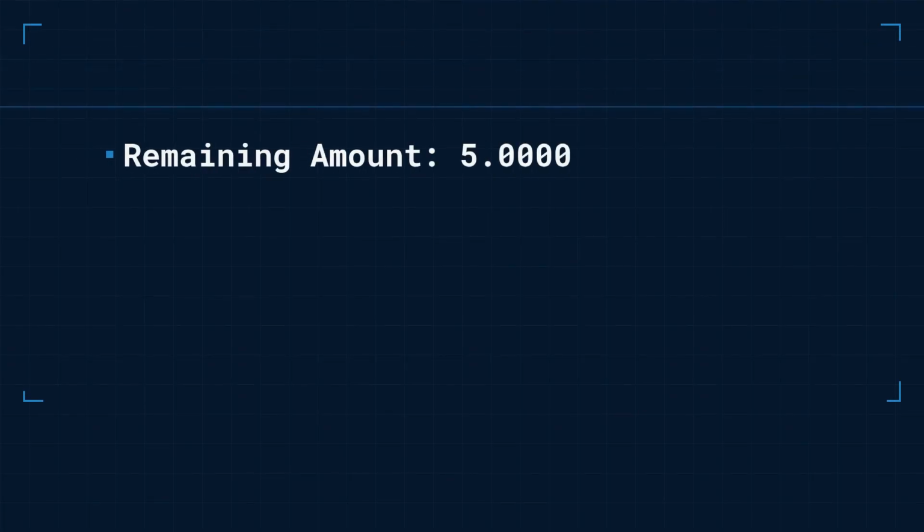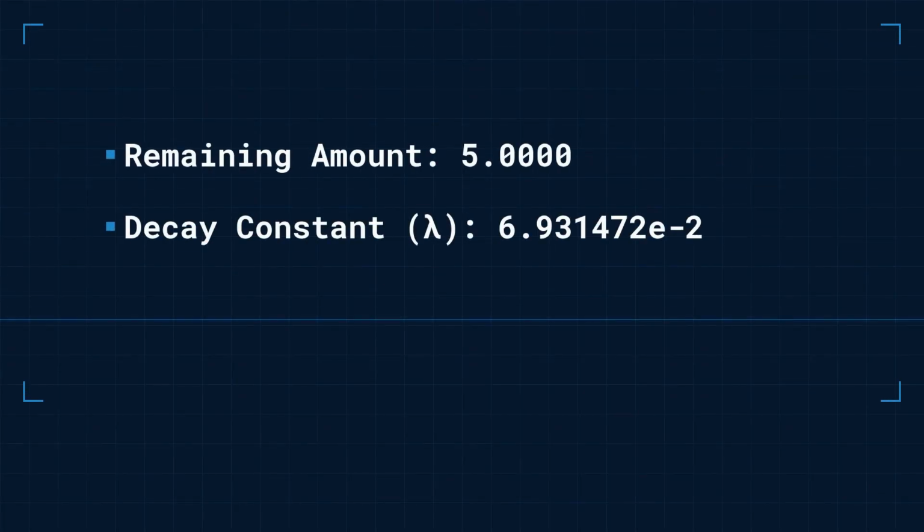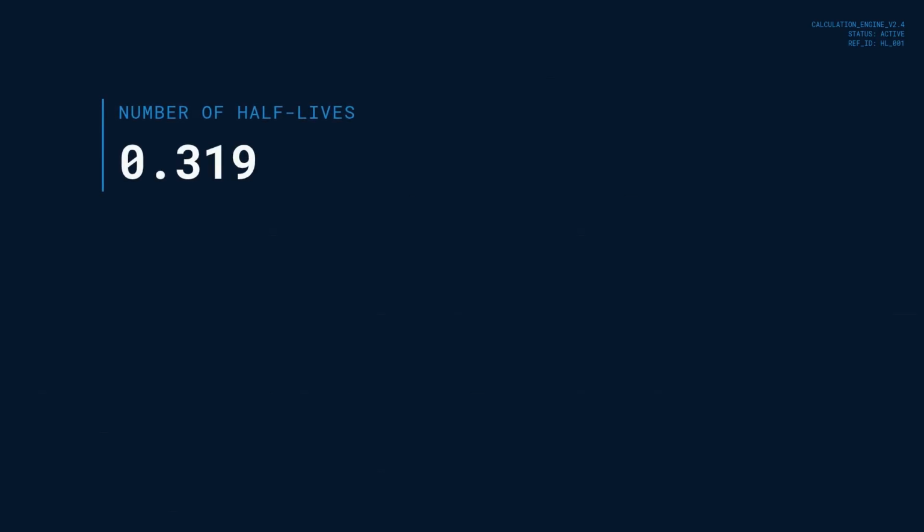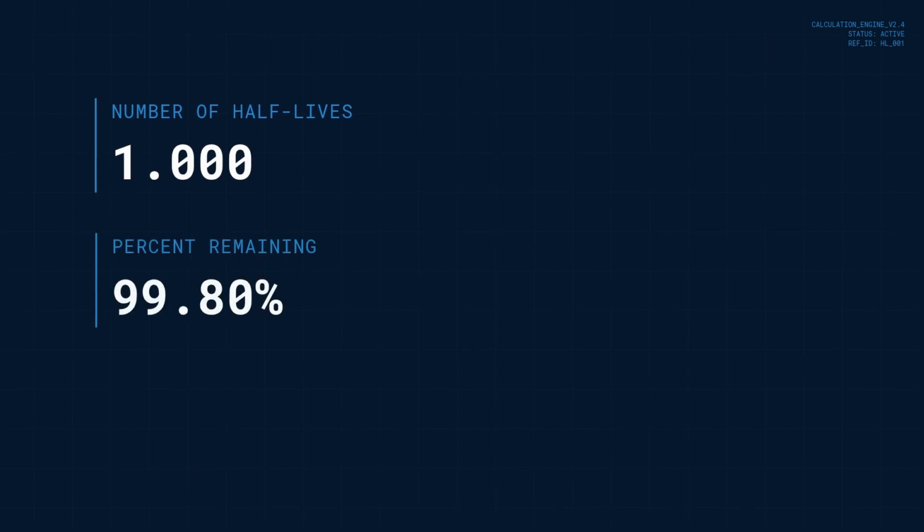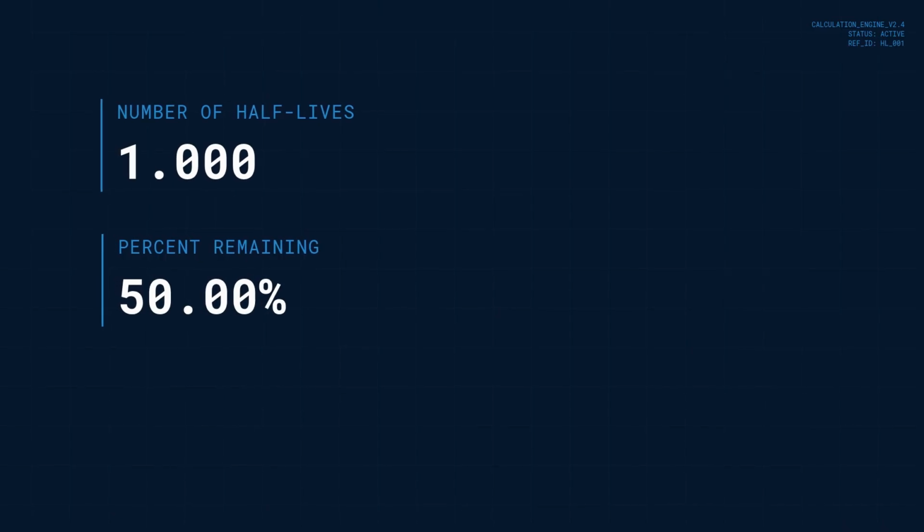The decay constant L equals 6.931472 per time unit. The number of half-lives equals 1,000, which makes sense since our time elapsed exactly matches our half-life period. The percent remaining shows 50%, confirming that after one half-life, exactly half the initial amount remains.